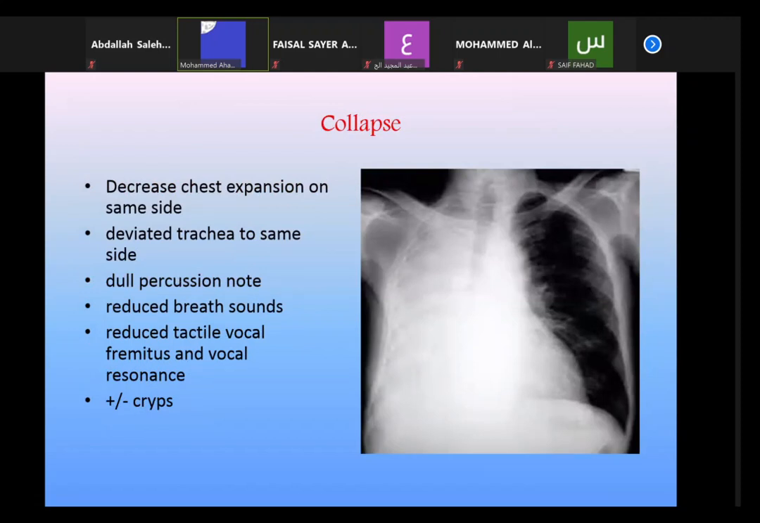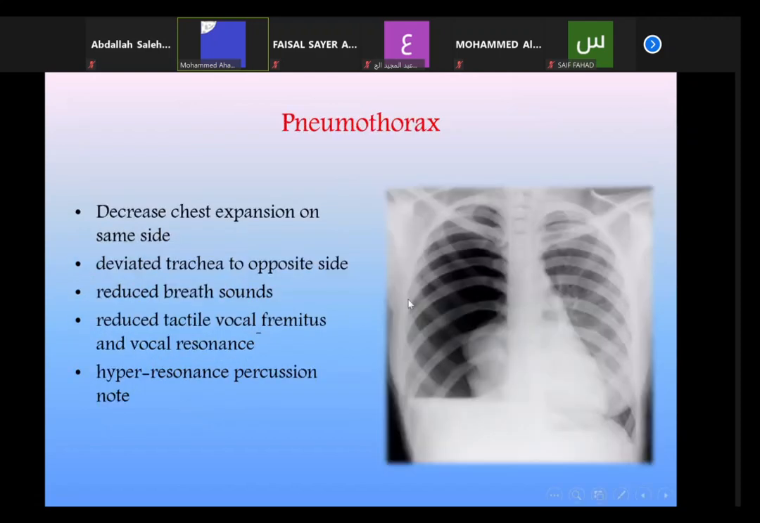دي قلنا الكولابس ما بجيبها لكم صعبة، لكن ممكن أجيب لكم النيوموثوركس دي. واضح الفرق بين الليفت لانج والرايت لانج. فلو سألتك what is abnormality تقول right side is hyper inflated. لو تلاحظوا الجابات بين الريبس هنا أوسع من هنا شوية، وthere is no lung tissue. The diagnosis is pneumothorax, right side pneumothorax.